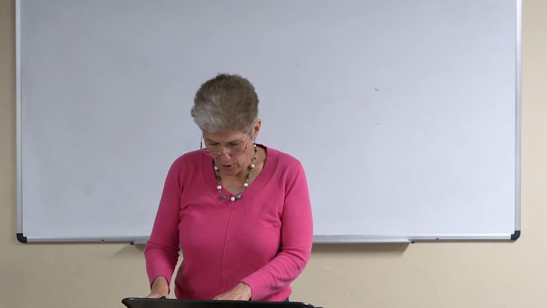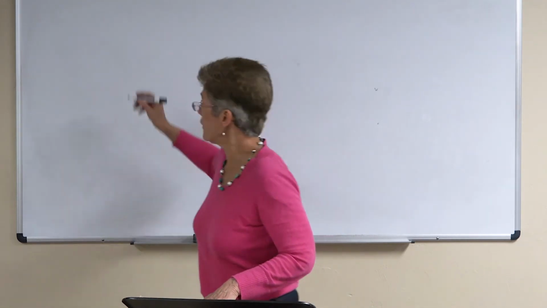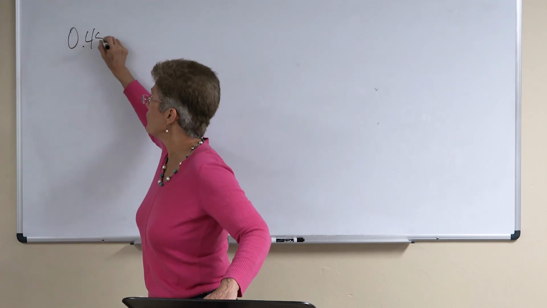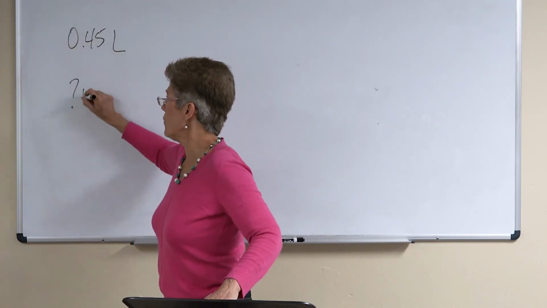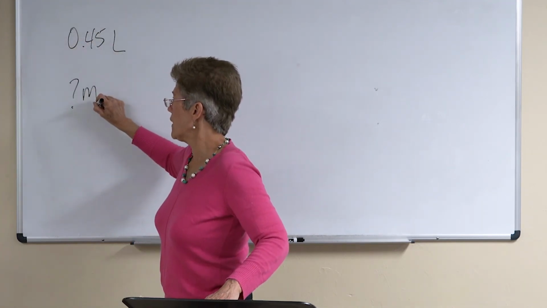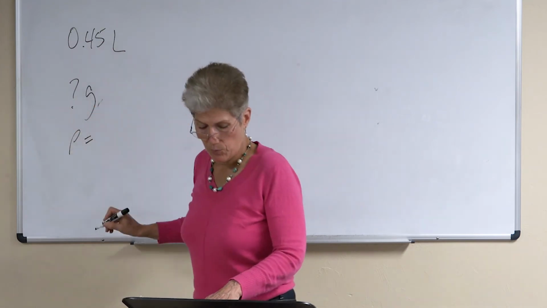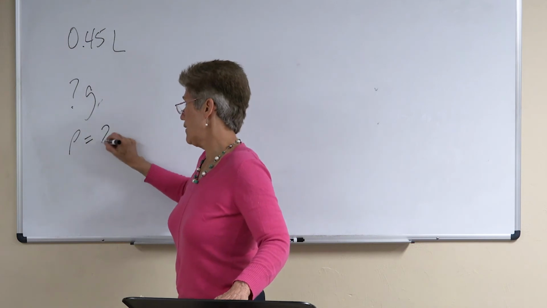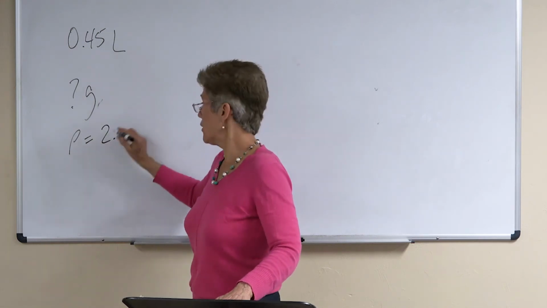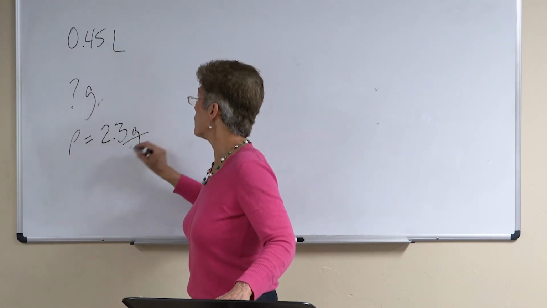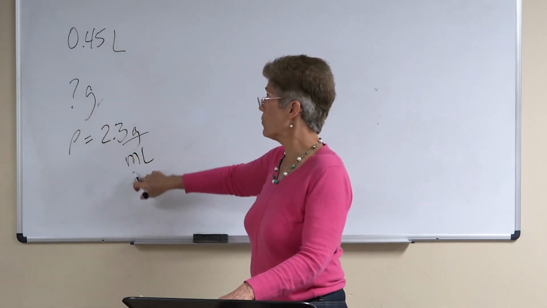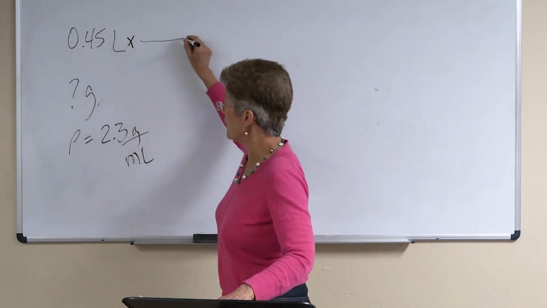What is the mass of a silicone block that has a volume of 0.45 liters? We want to know its mass, which is in grams, because we already are told in the previous problem that the density of silicone is 2.3 grams per milliliter. And because this is what we have, we're going to have to put that in milliliters too, aren't we?